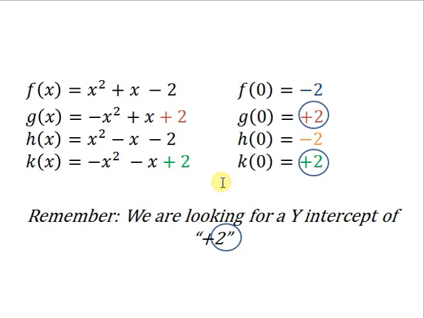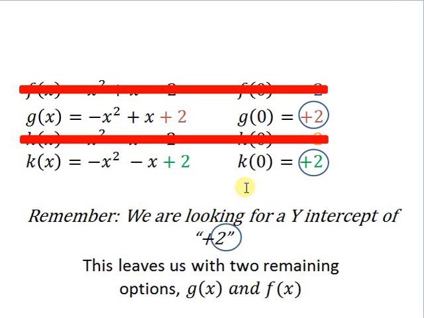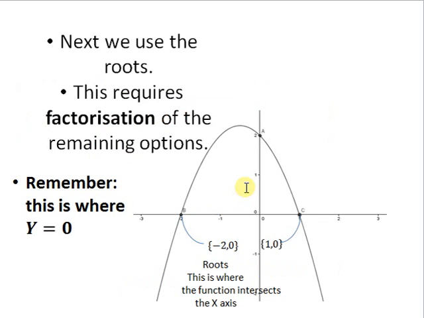Now, so we're looking for functions with y-intercepts of +2. So we can see the two functions, g of x here and k of x, have the intercept of +2. That means we've eliminated half our options just by looking at the numbers on the end of the function and where the curve hits the y-axis. So it leaves us with two remaining options, g of x and k of x.